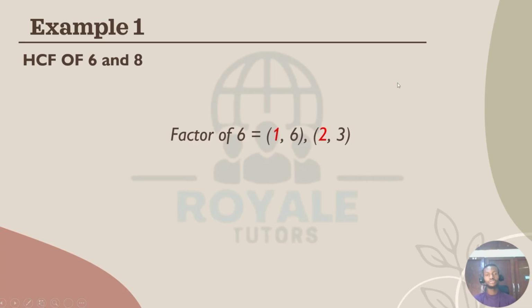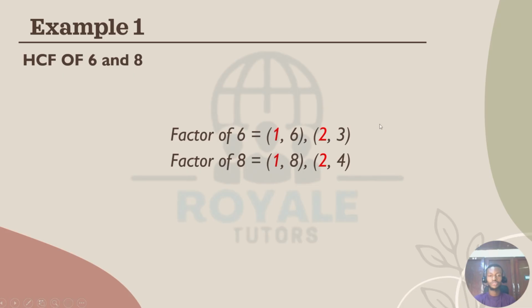Factors of 6, using our factor pair, we know that 1 times 6 will give us 6, 2 times 3 will also give us 6. So 1, 6, 2 and 3 are our factors of 6. Then let's look at the factors of 8. We have 1 and 8 to give us 8, and we have 2 times 4 to also give us 8. So therefore the factors of 8 are 1, 8, 2 and 4.